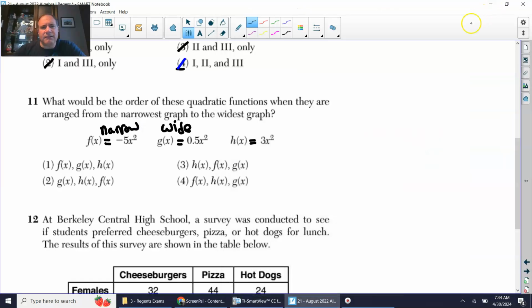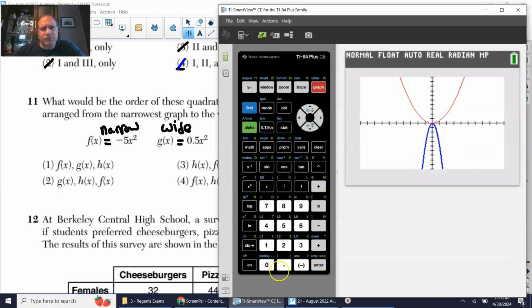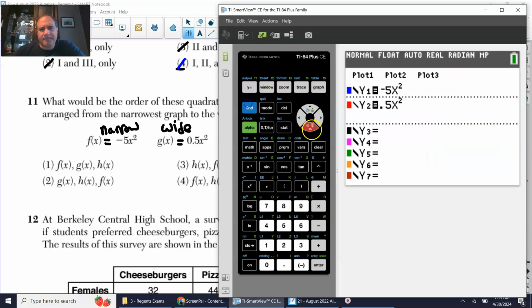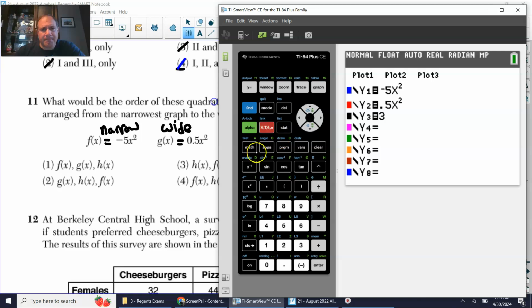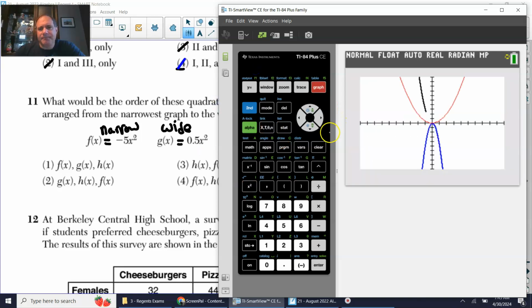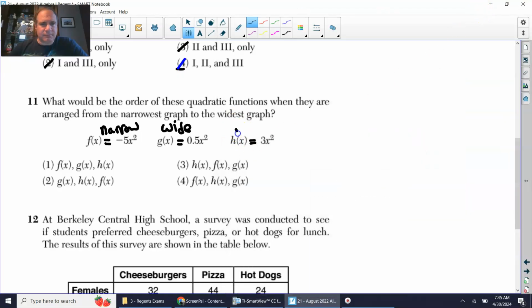Okay, let's look at the last one. That is 3x squared. And graph that. And it's a little bit wider than this one. So that one's in the middle. So they want narrowest. So this is 1, this is 2, this is 3, that's the widest. All right, so f of x, g of x, no. F of x has to be first. H of x second. G of x third. This is your answer.